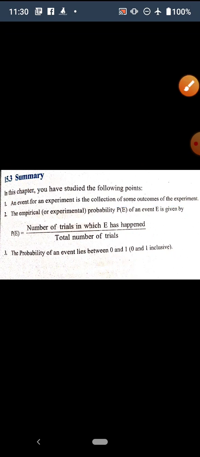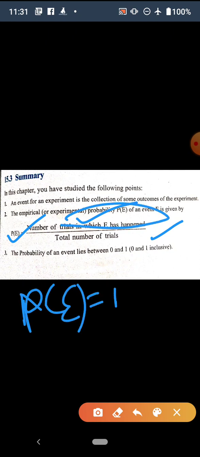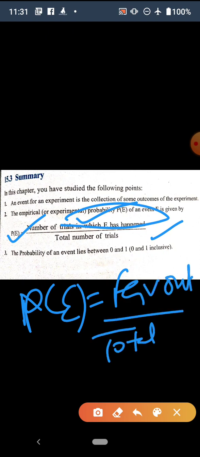There is a formula in probability, that is, the probability of an event E is equal to the number of trials in which the event has happened, E stands for event, upon the total number of trials. You have to apply this formula: favorable outcomes upon the total outcomes. So the probability formula is favorable outcomes upon total outcomes.